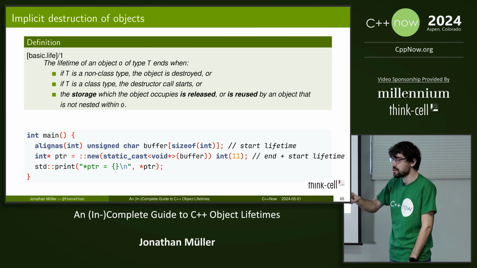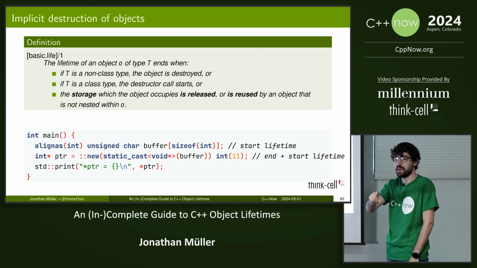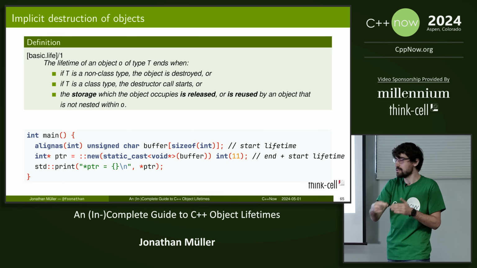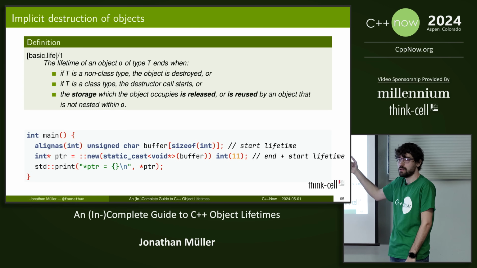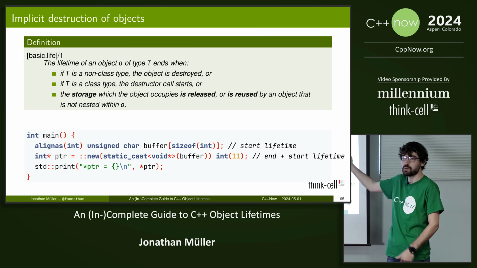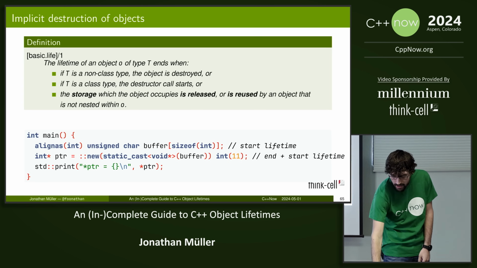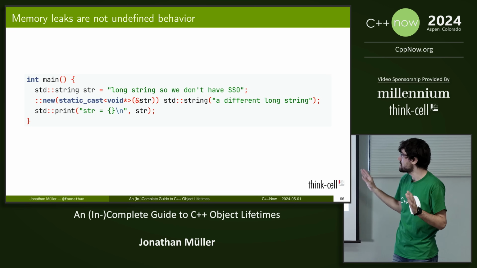And similarly, when you have something and you call start_lifetime_as on an object, I'm answering your question: when you have an int and you call start_lifetime_as on that int, you end the lifetime of the int that was in there and start the lifetime of a new one. Oh, it automatically does that. Yeah, because you reuse the storage, right? As a consequence, memory leaks aren't undefined behavior.